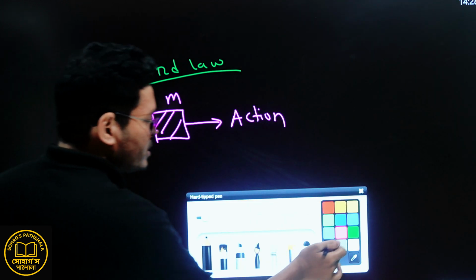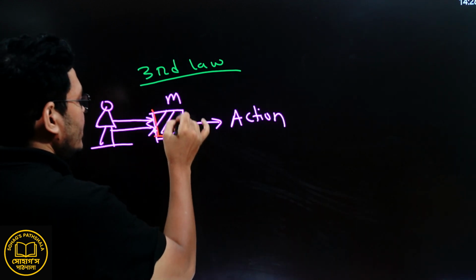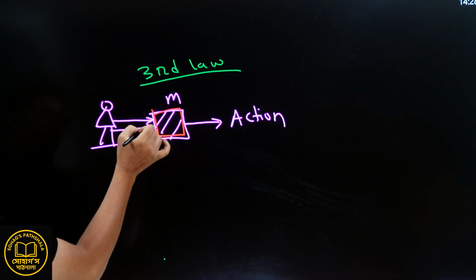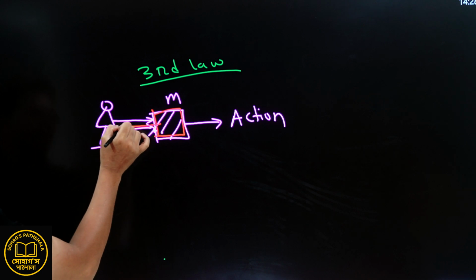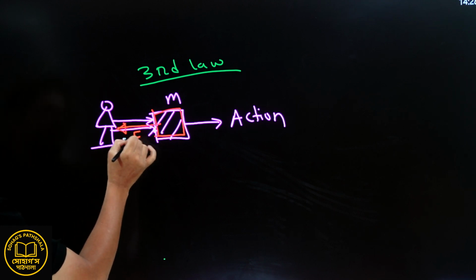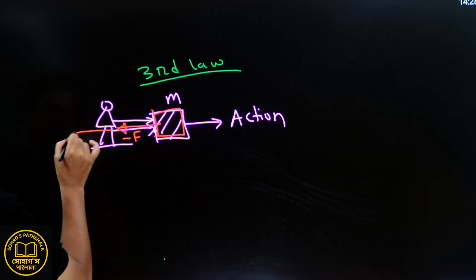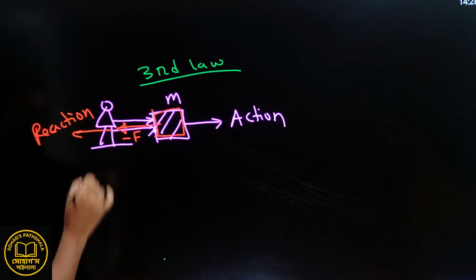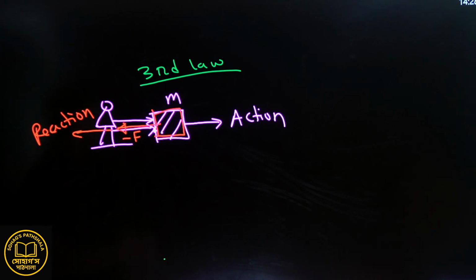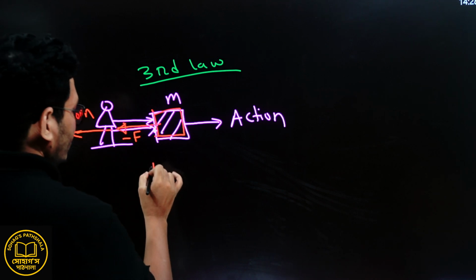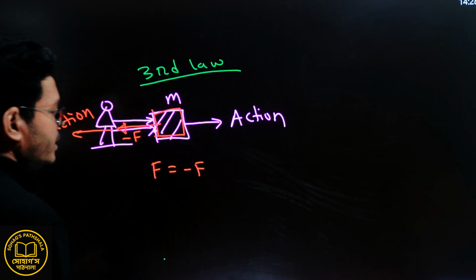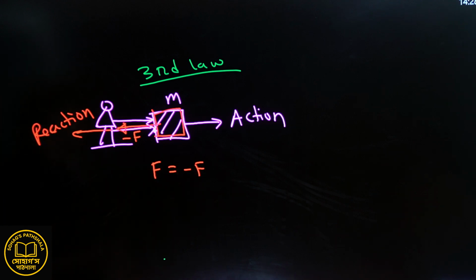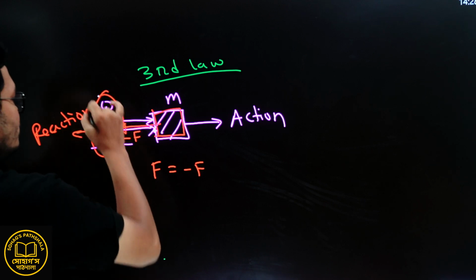And according to Newton's third law, the object m will give the same force back to you as reaction, and that is in this direction, that is reaction. And that reaction and action have to be equal and opposite. That means F equal to minus F, right? Action and reaction are equal always. Clear?